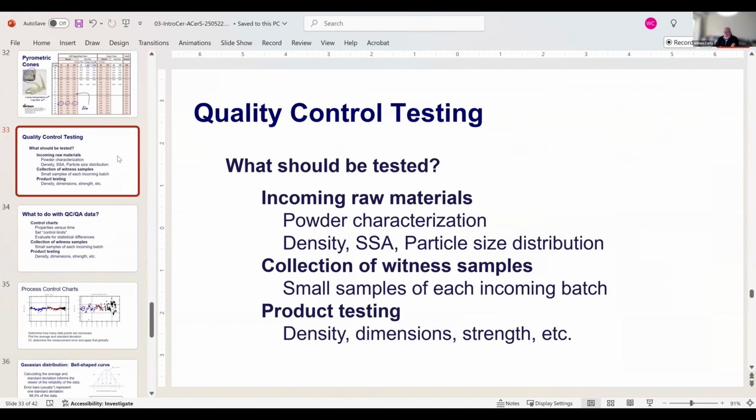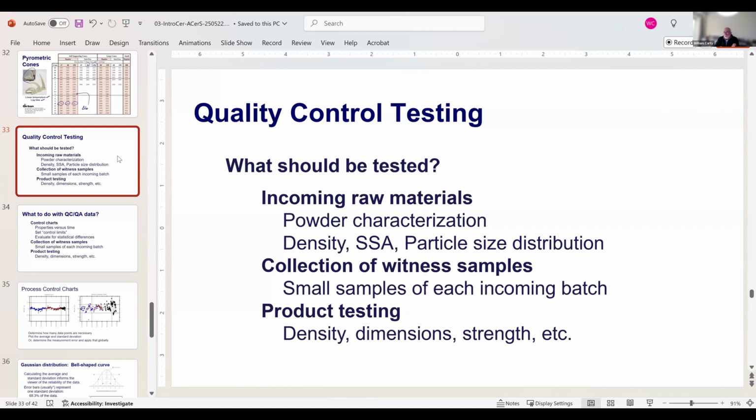I'd also recommend that you collect a witness sample. A witness sample is a small amount of material that's obtained from the batch coming in, from the lot, and it's labeled and stored someplace. It doesn't have to be large. You don't have to store it very long. It should be stored for a reasonable amount of time, certainly as long as that material is in process.